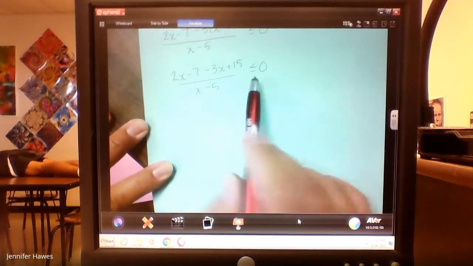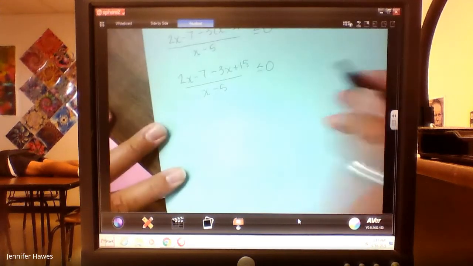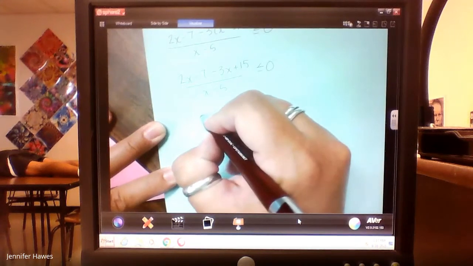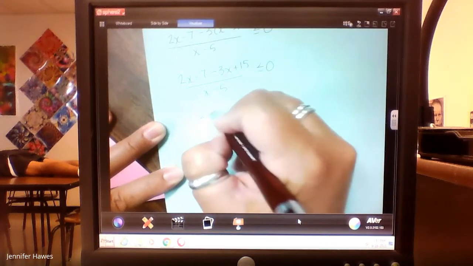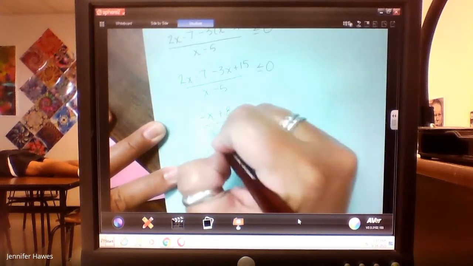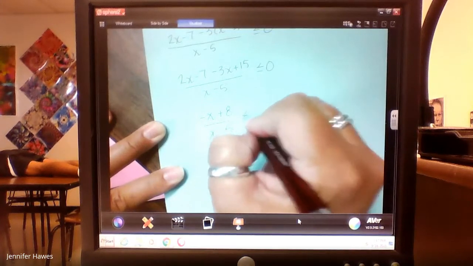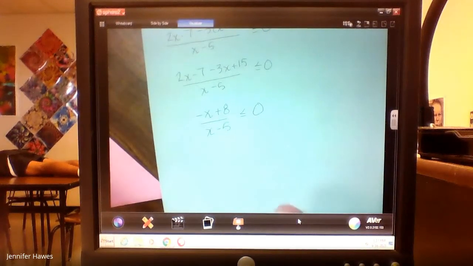Okay. Clean up the top. Tell me what to get. Negative x plus 8 over x minus 5. 8 over x minus 5. Okay, so now from here, once you clean that up, this is what I'm looking at here. What number up top makes that 0?